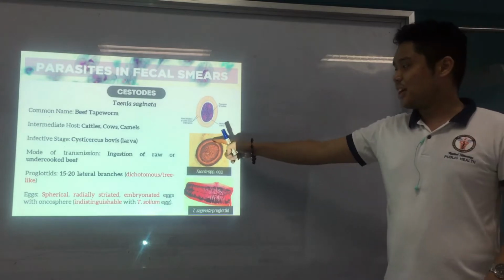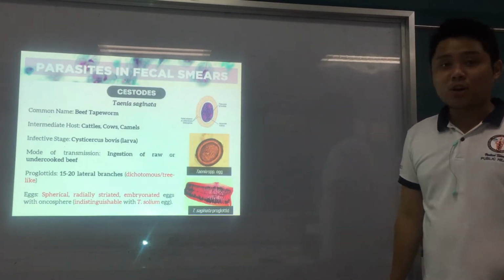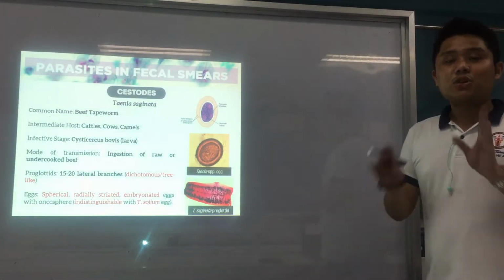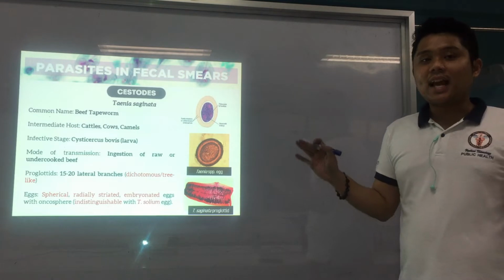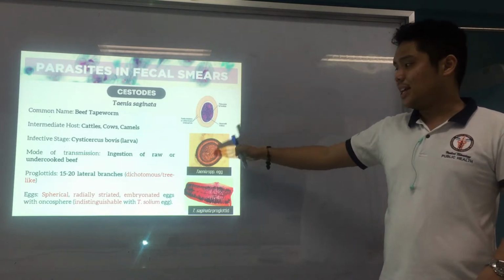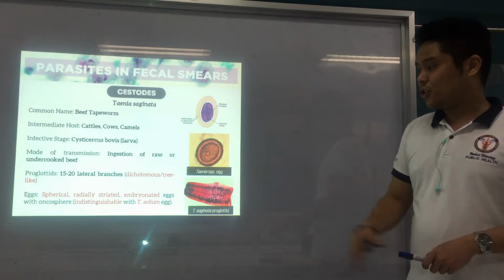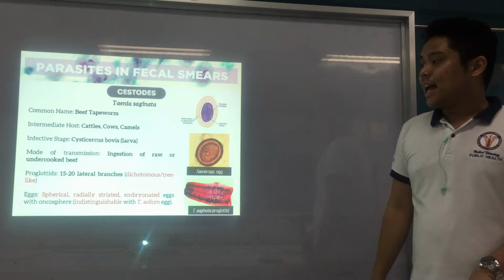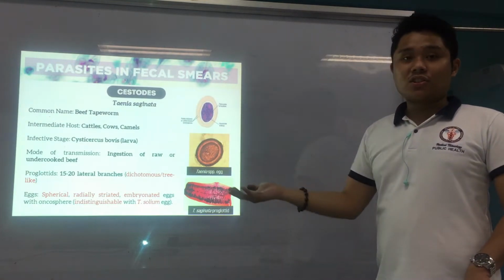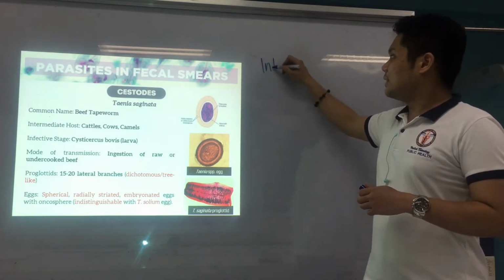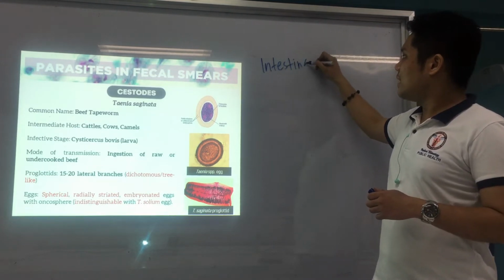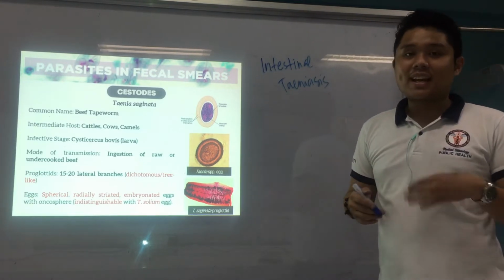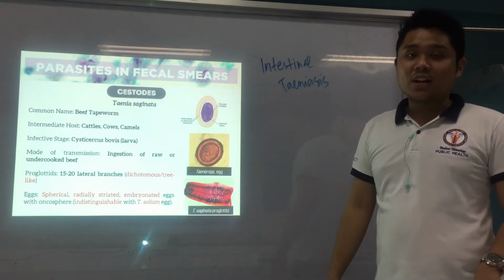And this is the real appearance. That's why if you see this under the microscope, you report it as Taenia spp. egg seen, because you cannot speciate or differentiate the two species of Taenia only by looking at the egg. So how do we differentiate? We usually look at the proglottids or the adults. That's for Taenia saginata. The disease that it causes is known as intestinal taeniasis. That's for Taenia saginata, your beef tapeworm.